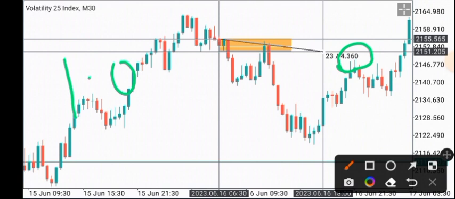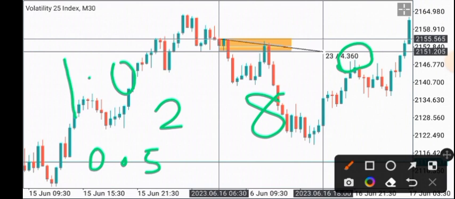Maybe you are willing to risk $2. So what you're going to do is that you now use 0.5, right? 0.5. That's what you are willing to risk. Then, if you are willing to risk up to $8, what do you do? You multiply your lot size.